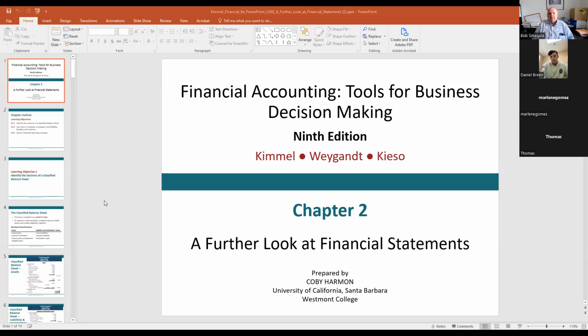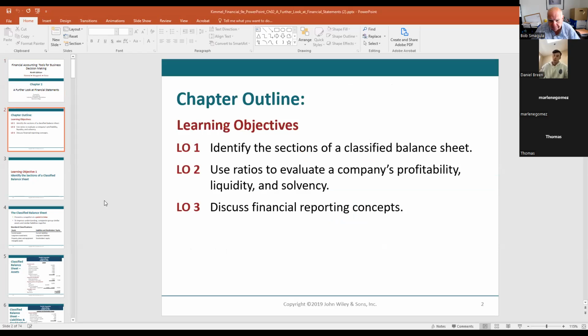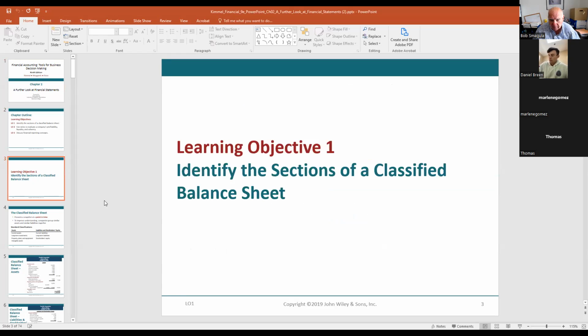Chapter 2, financial accounting tools for business decision-making. Look at financial statements. We're going to talk about a balance sheet and an income statement and different sections of it. We talk about a few ratios that investors use, employees use, management uses, and some reporting concepts.